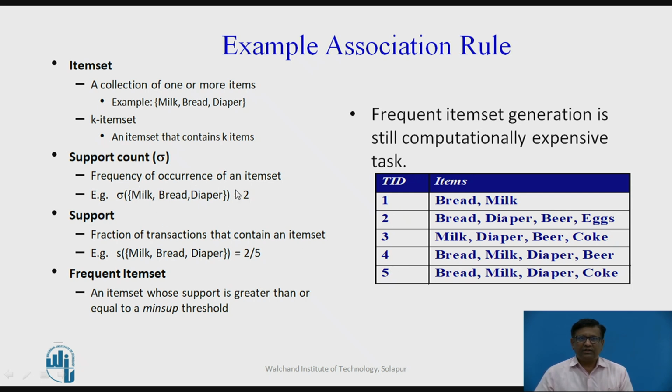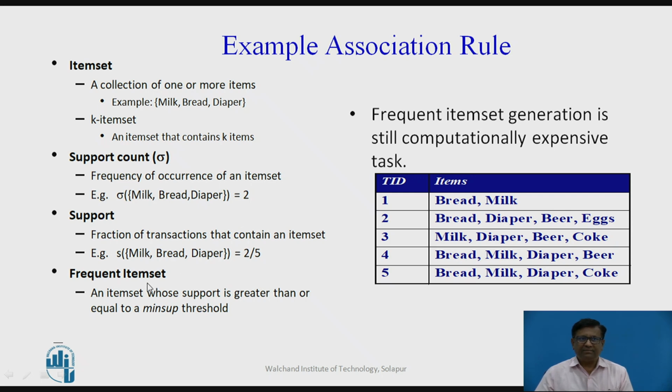Support count is the frequency of occurrence of an item set. For example, milk, bread and diaper, these 3 products are available 2 times here. Just look at milk, bread and diaper here, and milk, bread, diaper. That means support count is 2 for milk, bread and diaper. And then what is support itself? Fraction of transactions that contain the item set. Here out of 5 transactions, 2 transactions contain milk, bread and diaper. So 2 by 5 is the support, and here support count is just 2.